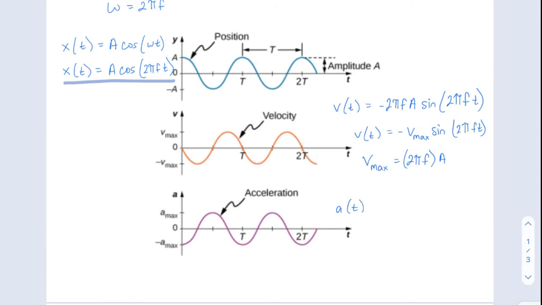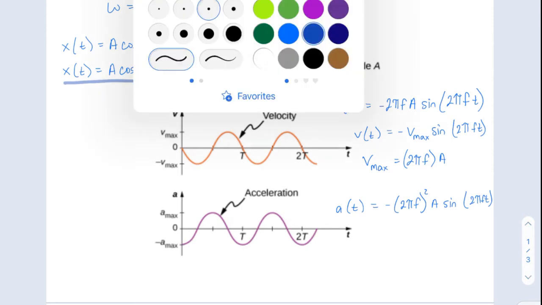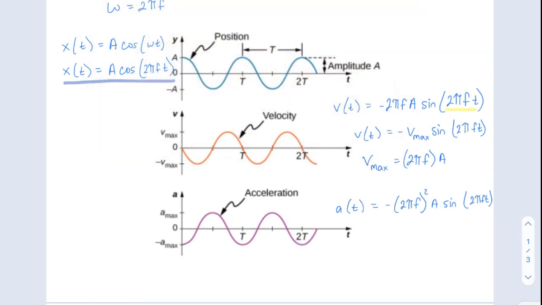So the acceleration function would just be equal to negative quantity 2 pi f squared times A times cosine of 2 pi f t. So hopefully you're seeing what's familiar, what's the same as what's inside our function here, this 2 pi f t. Again, you can represent this in terms of a max.